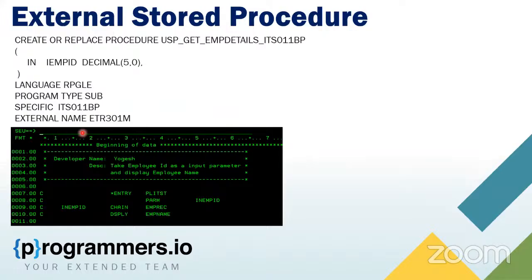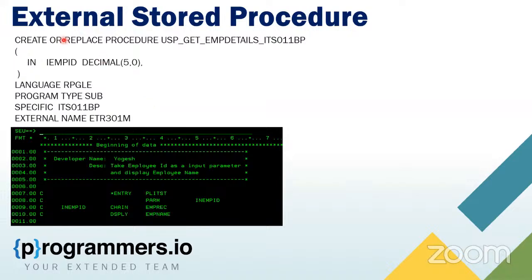Then the next thing is the external stored procedure. What is an external stored procedure? From an external stored procedure, we can call a Java program, PHP program, or a C program. I have shown you an example of an RPGLE program. So you can call a stored procedure, and this stored procedure will call an RPG program.